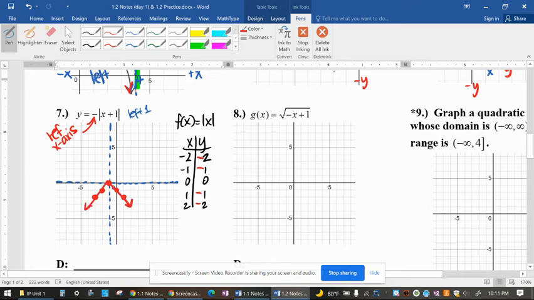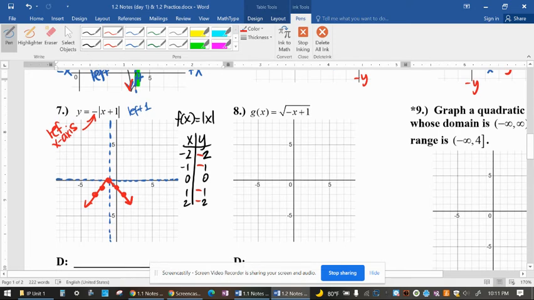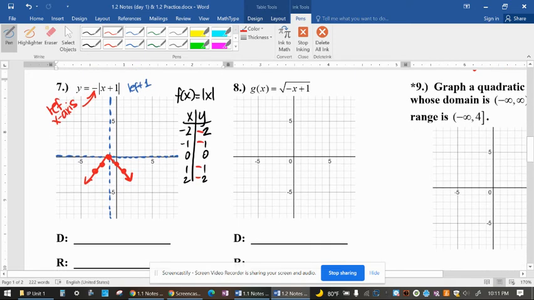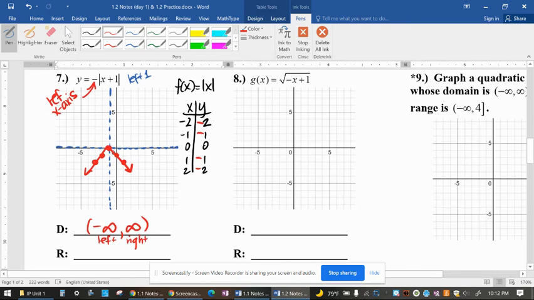I don't know if you remember me saying this, but absolute values always get wider and wider and wider. So the domain is going to be -infinity to +infinity, because remember, it's asking you how far left and how far right it reaches. There's no stopping how wide this absolute value is going to get. So it's going to go forever to the left where the negatives are and forever to the right where the positive x values are.